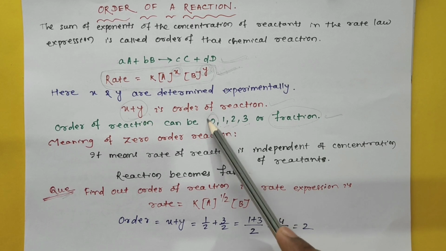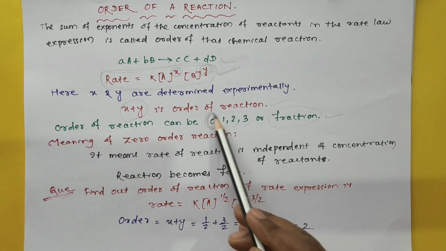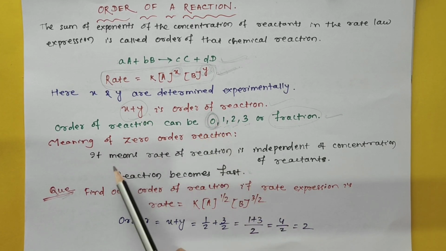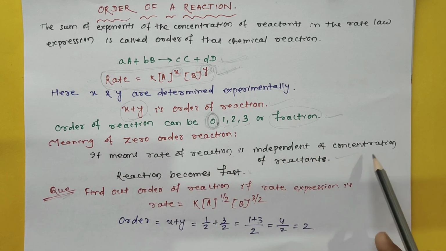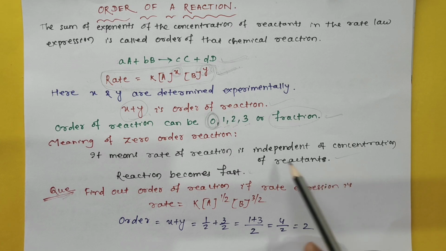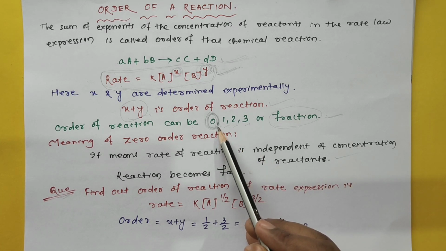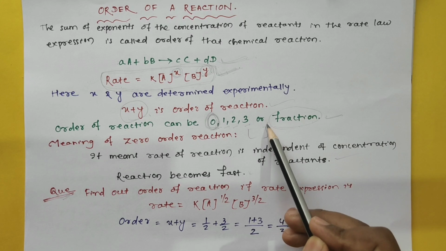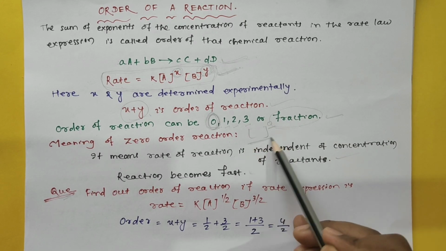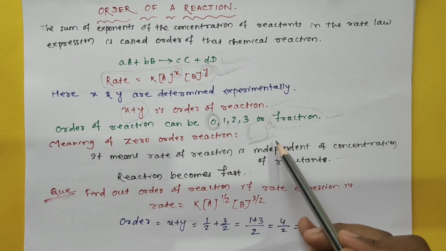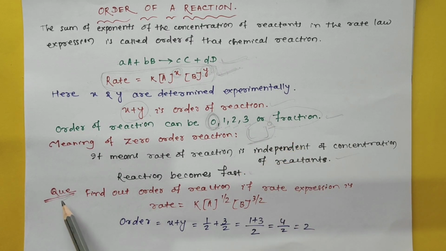If the order becomes 0, what is the meaning of a zero order reaction? It means the rate of the reaction is independent of the concentration of the reactants. Means the rate will be proportional to concentration to the power 0. If power becomes 0, then that term, suppose this is the concentration you are taking to the power 0, that means something to the power 0 is constant. That means it will be independent of this concentration. That's the meaning.